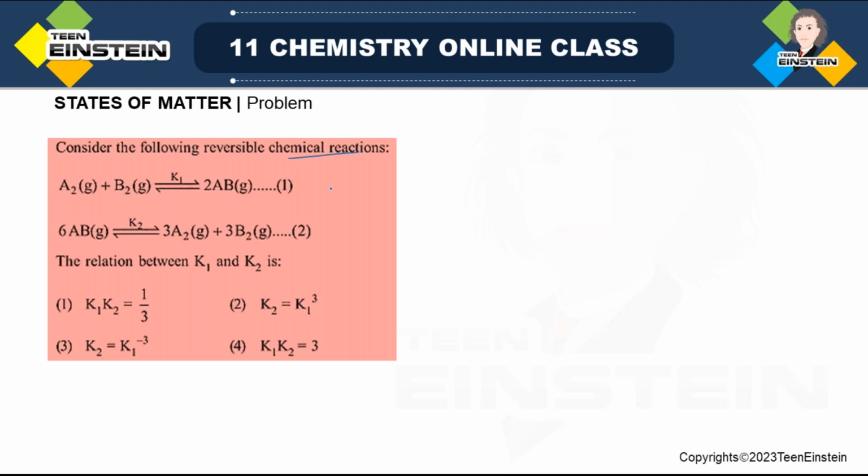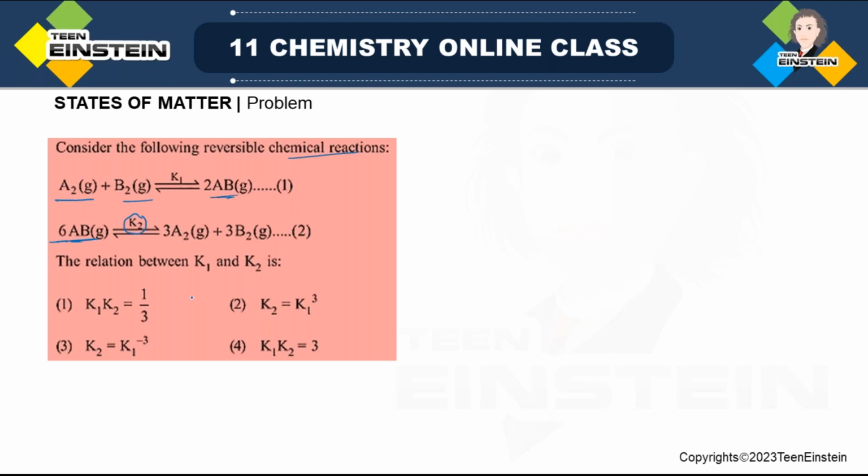Consider the following reversible reactions. Here we have the reaction A2 gaseous plus B2 gaseous, with equilibrium constant K1, giving 2 moles of AB, also gaseous. This is equation 1. Now equation 2 has equilibrium constant K2. Look at equation 2 very carefully. On the reactant side we have AB, which is the product of the first equation, as if you have reversed it. And it is not a simple reverse, there is also a change in the stoichiometric coefficient.